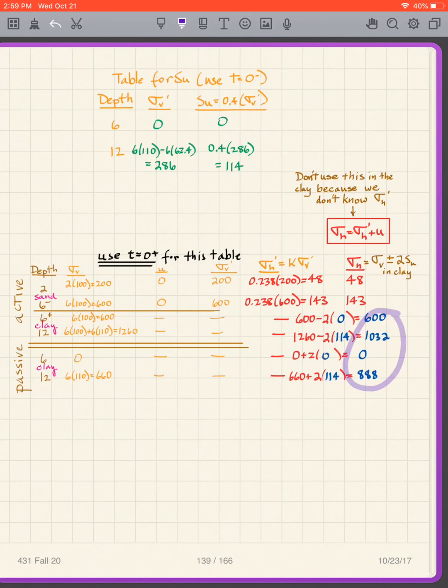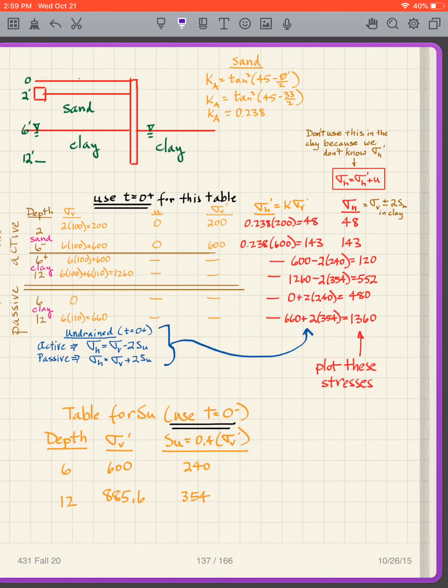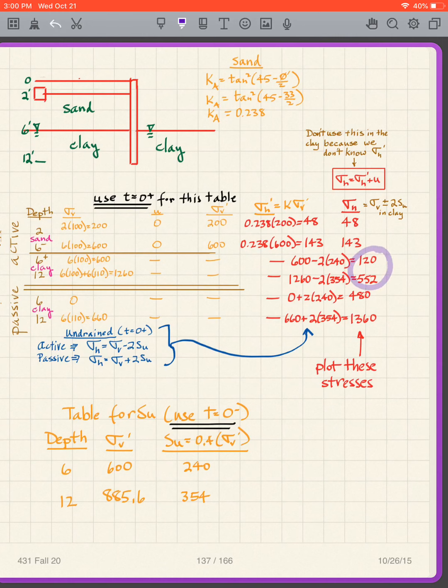these are the stresses that I get in my clay. Okay, let's look at these numbers. 600, 1032 versus 120, 552. So the excavation, so what am I saying? These are lower. These are lower. So when I built the wall by excavation, I have lower stresses on the wall.